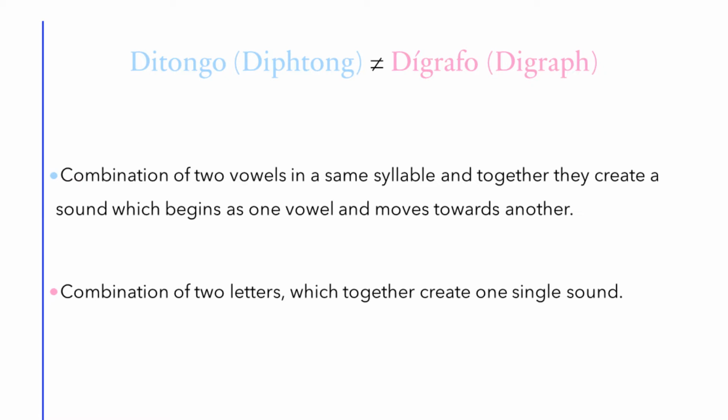Now, what are they? Ditongo or diphthong is the combination of two vowels in a same syllable, and together they create a sound which begins as one vowel and moves towards another. Don't worry, it will become all clearer when we see some examples. And digrapho or digraph is the combination of two letters which together create one single sound.